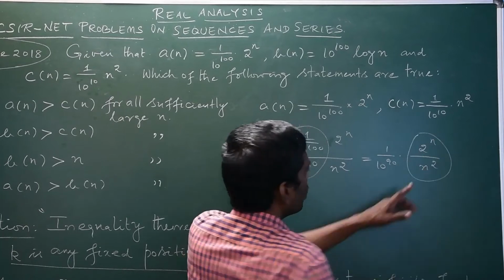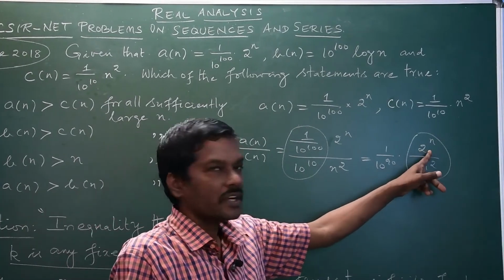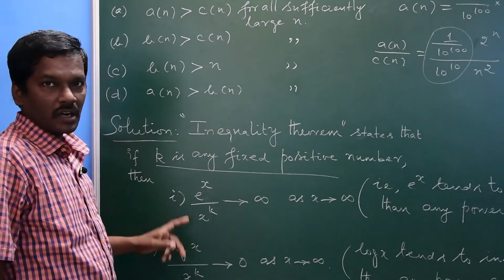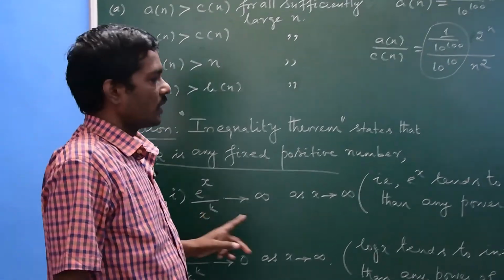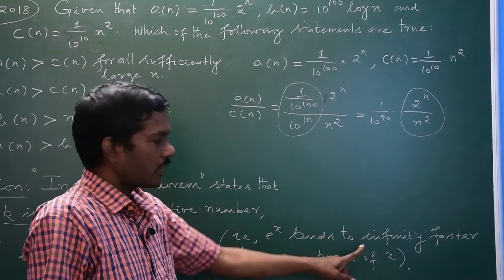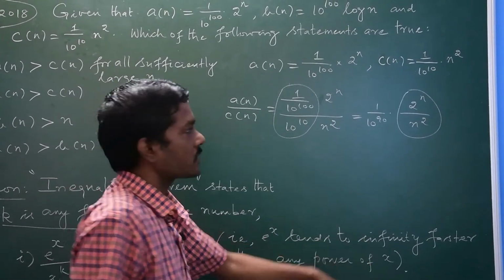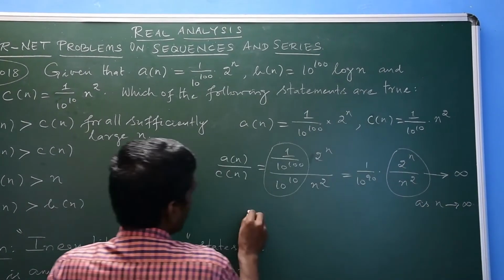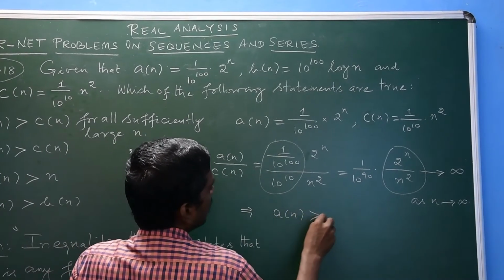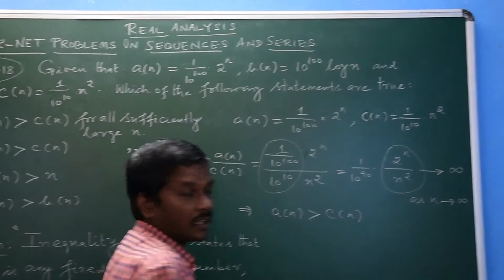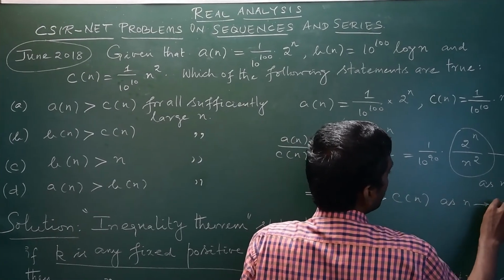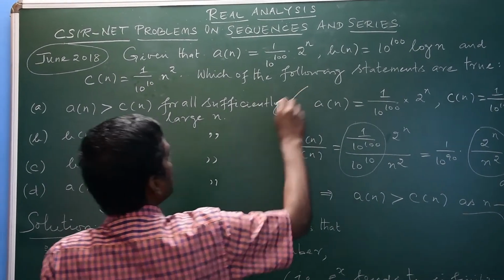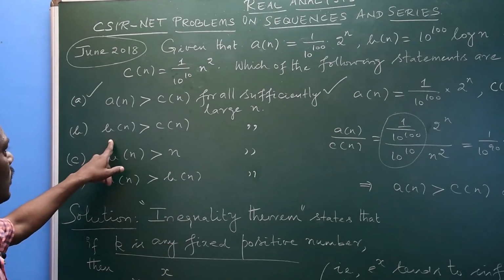We have to concentrate only on these two functions. This is an exponential function, whereas this is a polynomial function. By case 1 of the inequality theorem, an exponential function tends to infinity faster than any positive power of x. Therefore, this tends to infinity as n tends to infinity. The meaning is a_n is greater than c_n for sufficiently large n, which can also be written as n tends to infinity. Therefore, option 1 is true.